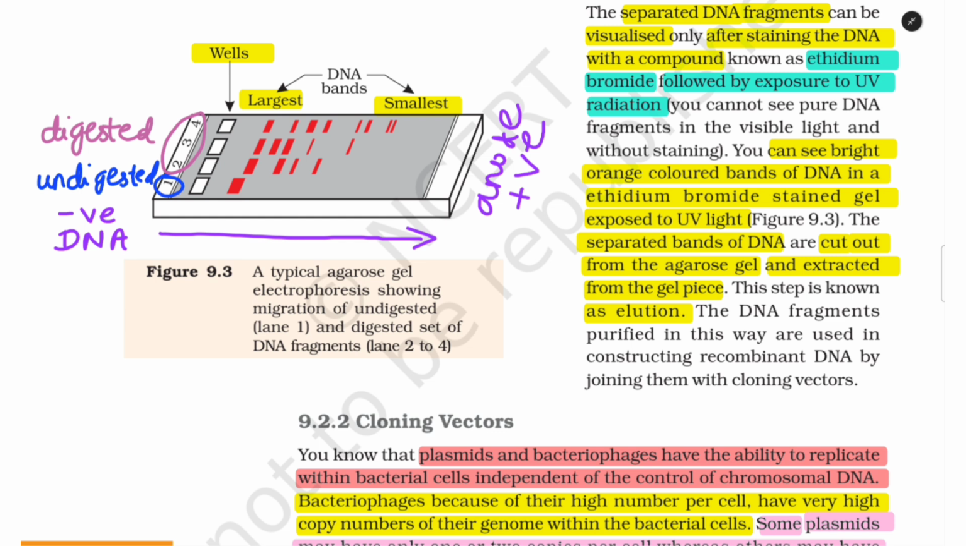You can see bright orange colored bands of DNA in an ethidium bromide stained gel exposed to UV light, Figure 9.3. The separated bands of DNA are cut out from the agarose gel and extracted from the gel piece. This step is known as elution. The DNA fragments purified in this way are used in constructing recombinant DNA by joining them with cloning vectors.